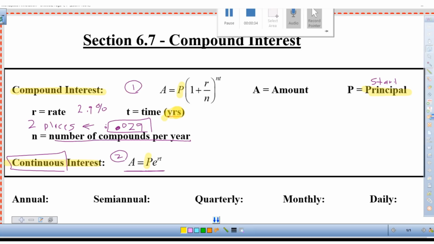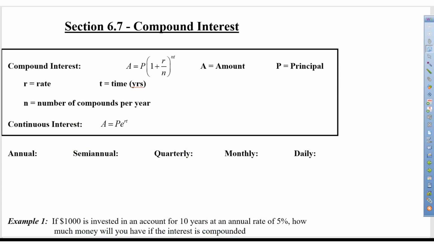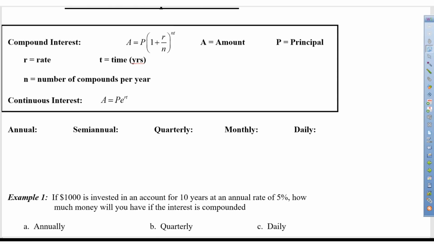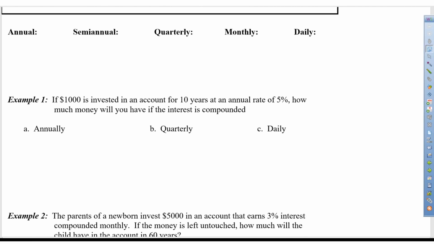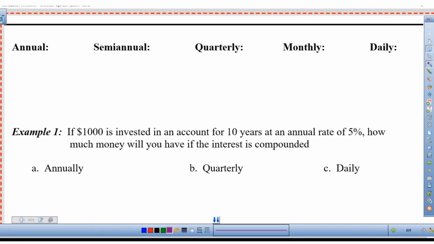So here's the difference. Look right here. If the money is compounded continuously, listen what you do. You put the money in the account, and the second that money hits the account, you earn interest upon interest upon interest, and it just keeps going continuously. All these words down here, annually, semi-annually, quarterly, monthly, daily, these are all words that go with formula number 1. If it's annually, then your N, the number of compounds in a year, would be 1.